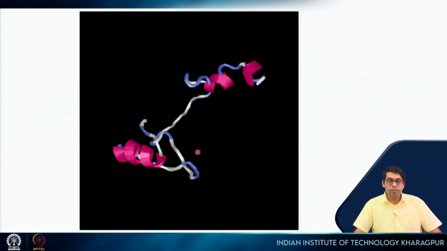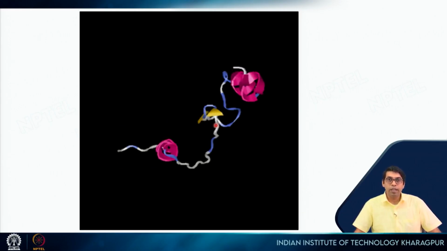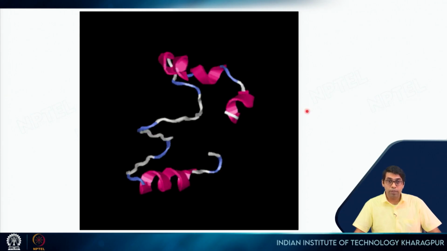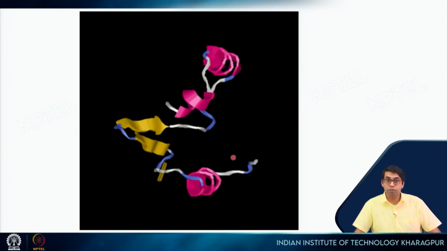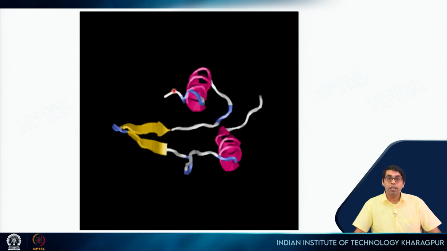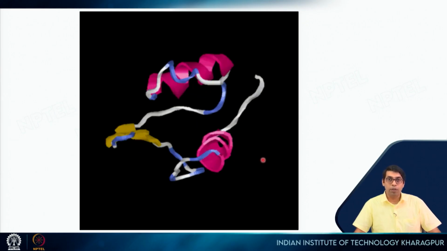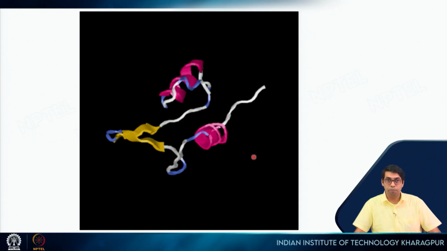So, if you run this simulation again, you will see that alpha helices are the ones which form first, and the beta strands take more time to form, and even more time to form the tertiary contacts to get the final folded form.